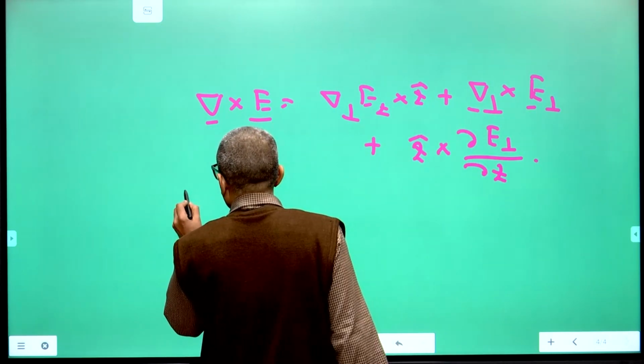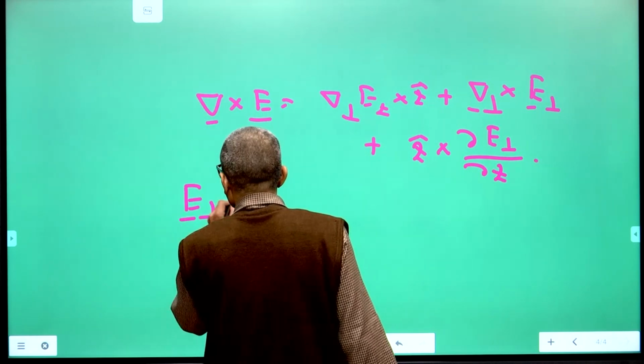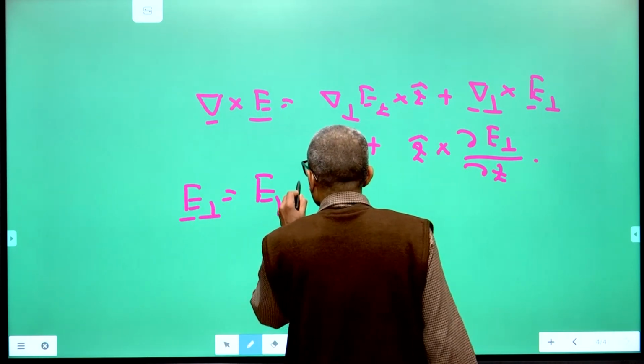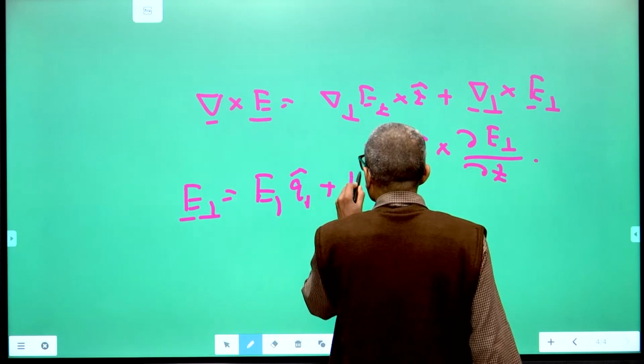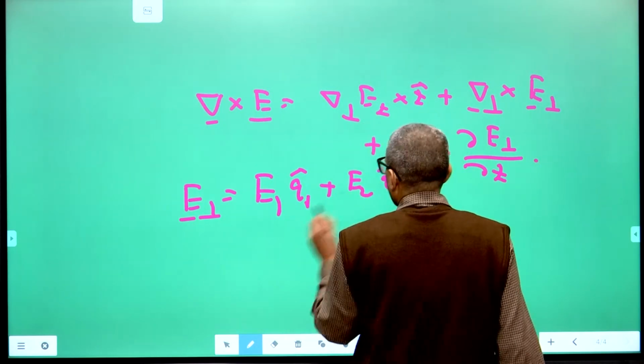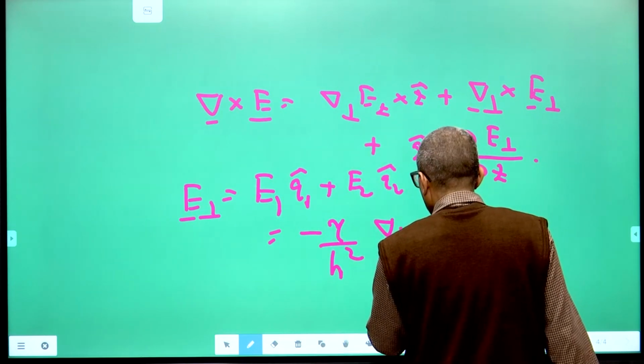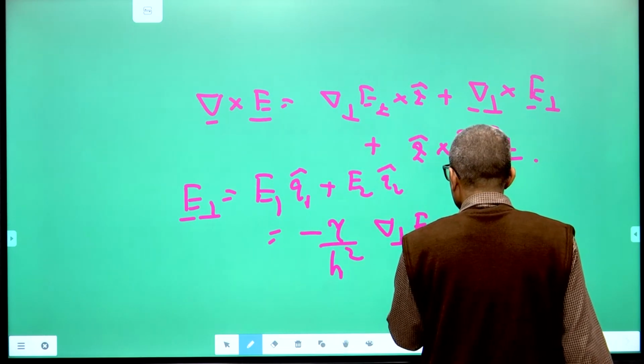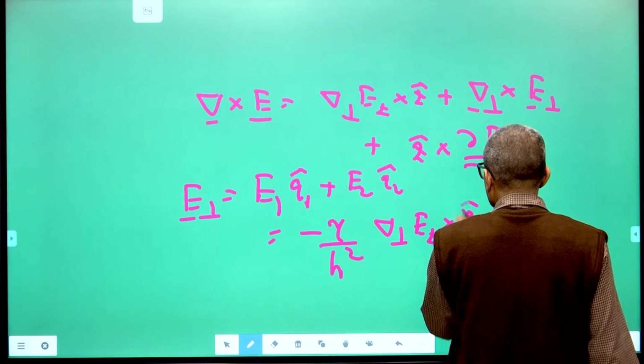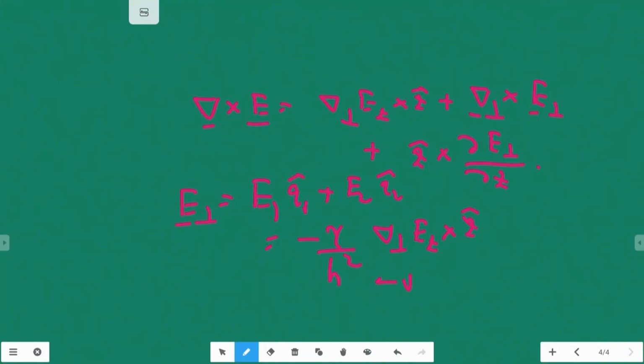you get E perpendicular, which is equal to E1 into q1 cap plus E2 into q2 cap, is equal to minus gamma by h square del perpendicular Ez, minus j omega mu by h square del perpendicular Hz cross z cap.